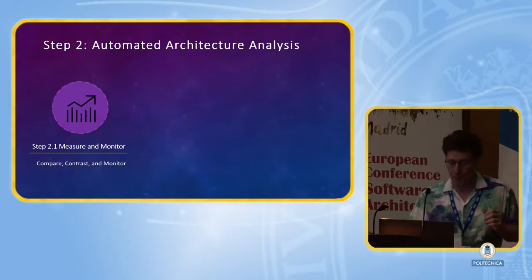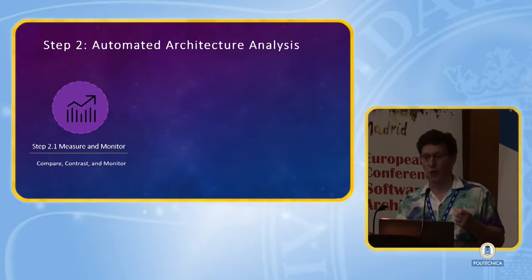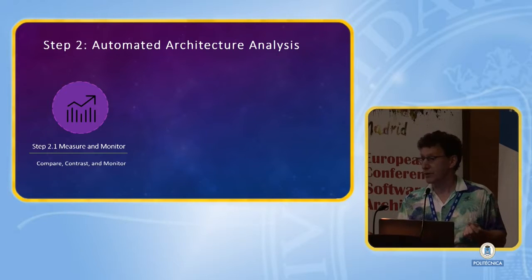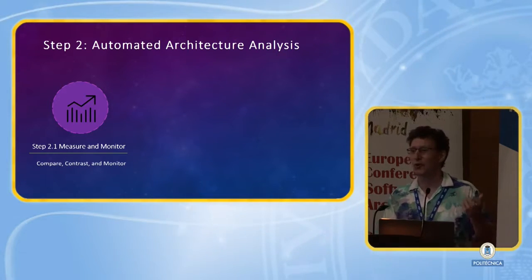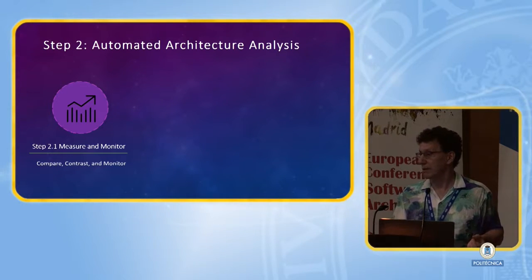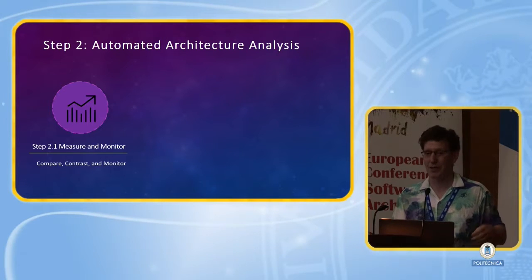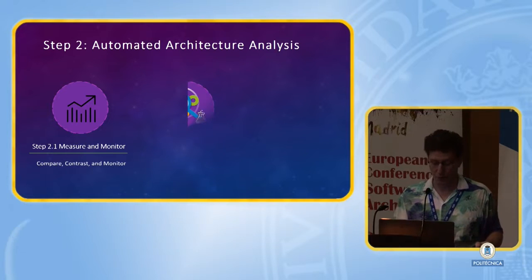So once we've collected this information, we then want to measure these architectural structures. A structure is just a structure. It is neutral. We want to apply some measures of quality so that we can compare and contrast. We can determine thresholds between healthy and unhealthy, that sort of thing.